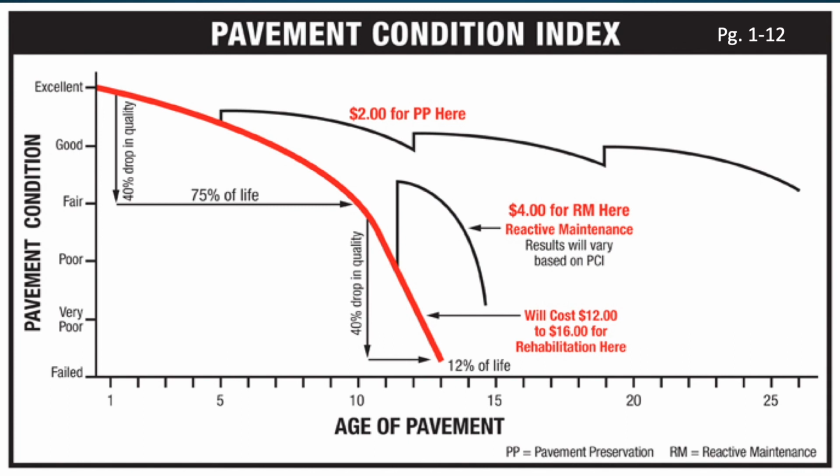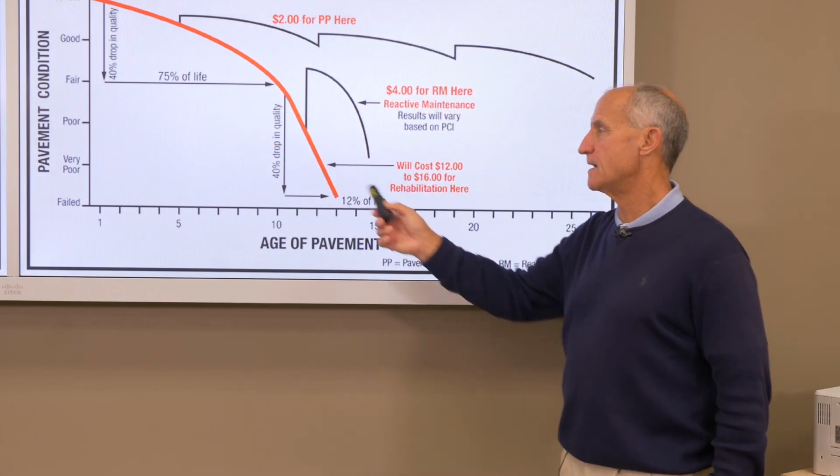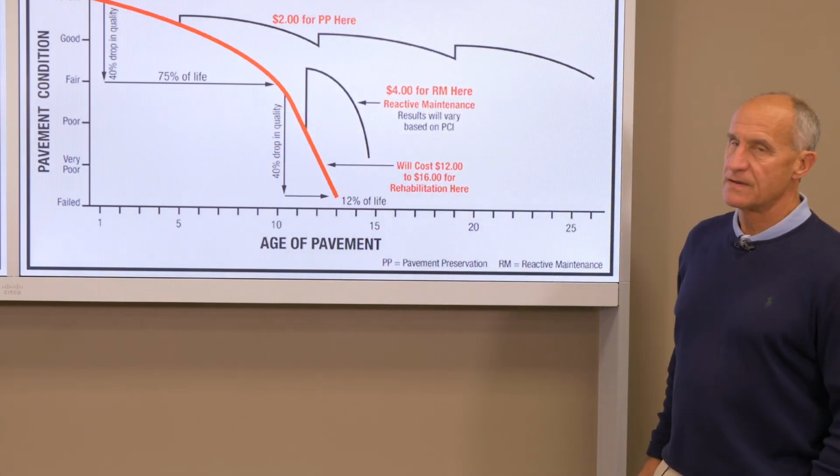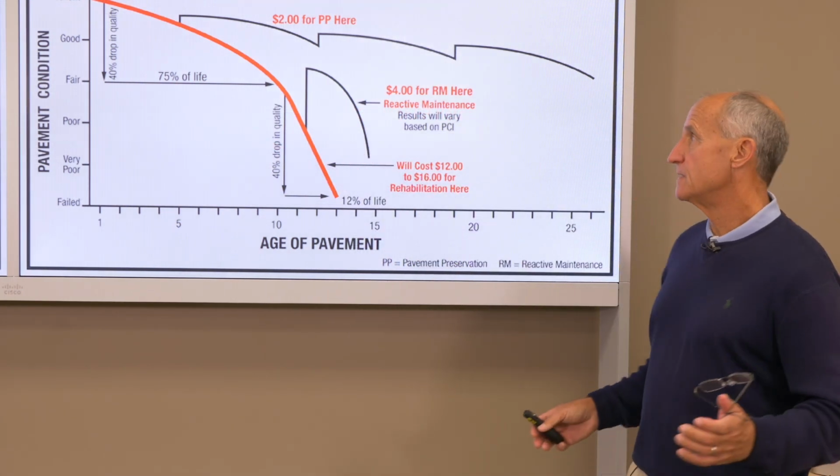A slide like this is something that everybody has seen at one point or another. It just kind of graphically goes into showing just the benefits of a properly timed and properly placed preventive maintenance application. I'm not going to spend a whole lot of time on this, but let's just start with this red line right here. And it's a theoretical life of a pavement, if you will.